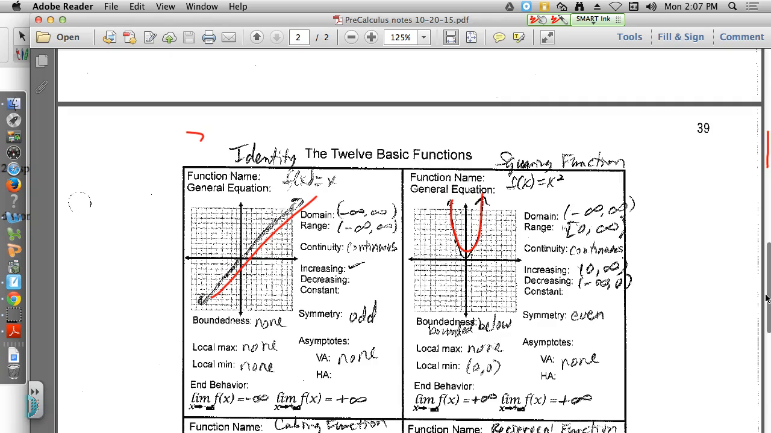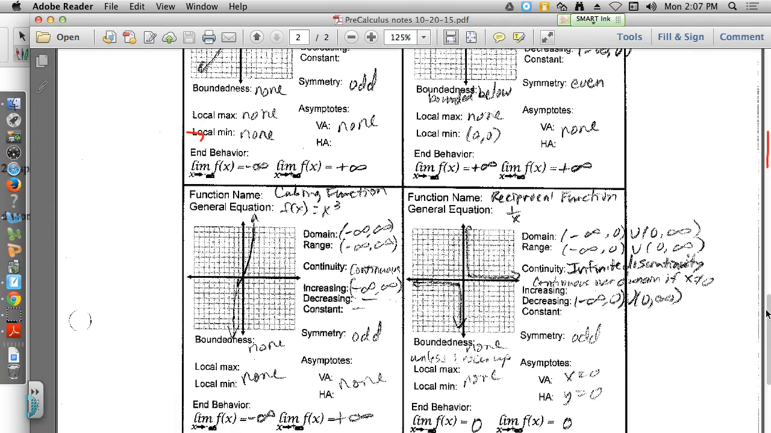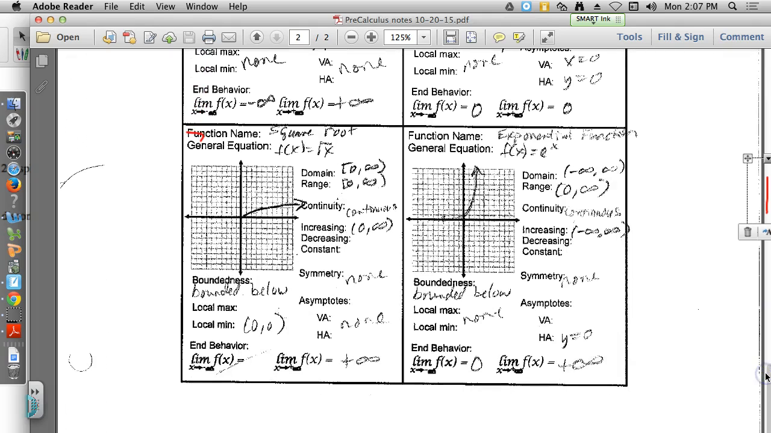F of x equals x squared, no. We could see that we were going downward for a little bit with that one. Cubing function, absolutely. You start down here and you go up, and that is going up forever. Reciprocal, nope, just drew downward, not happening. Square root, absolutely. It is going up. It's not going up a lot anymore, but it's going up steadily. E to the x, yes.